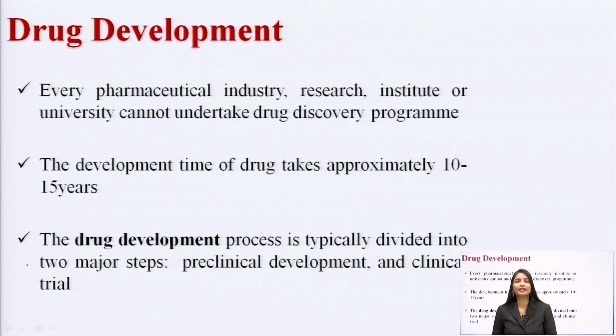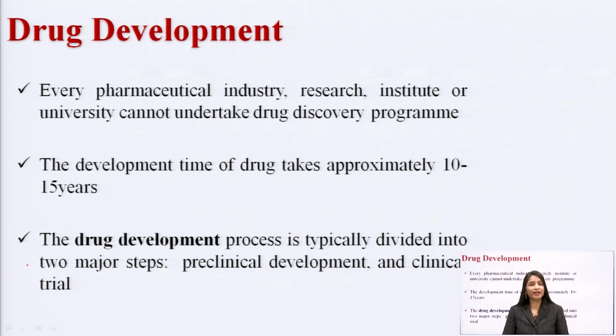In this drug development phase, it is classified into mainly two major steps. One is preclinical development and the second is clinical development. You know that preclinical is before the clinical trials. Preclinical trials are done on animals, and clinical trials we will do on human beings. So, the drug development phase is divided into two major steps: preclinical and clinical trials.